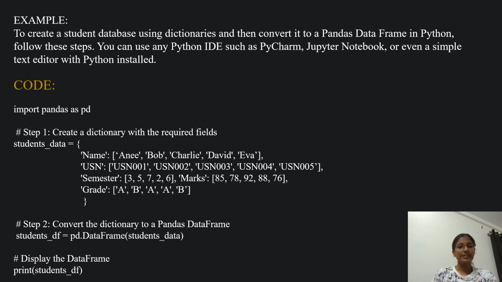Then this is one example of how to create a student database. To create a student database using dictionaries and then convert it to a pandas data frame in Python, follow these steps. You can use any Python IDE such as PyCharm, Jupyter Notebook, or even a simple text editor with Python installed. We can use VS Code for Python, where packages can be installed, and we can use this code and run the Python program.